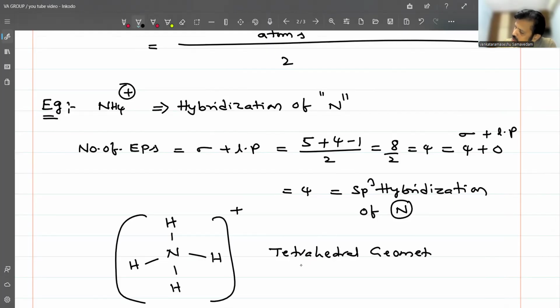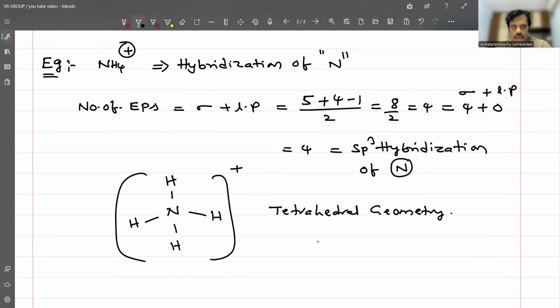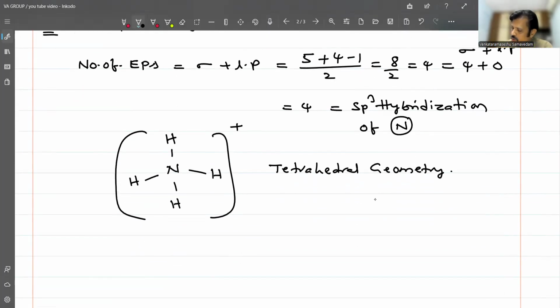Earlier, I did not discuss the geometry of the given species. Here I can discuss the geometry of a given species. Same as this, in the case of neutral molecules also, I can discuss the geometry of the given molecules. Right? So if I take any other example without monovalent atoms, let us take the nitronium ion.